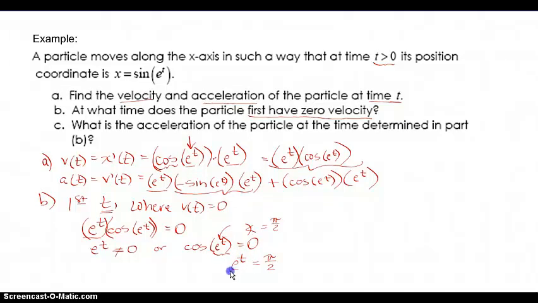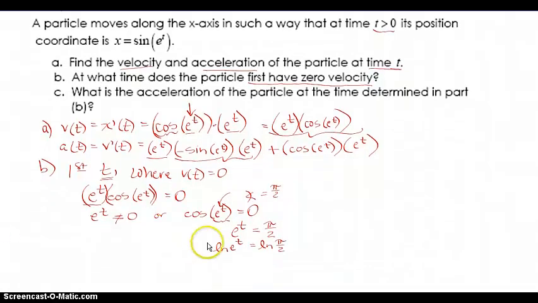Well, how do I undo e to the t? I have to introduce natural log to both sides. I have to bring in the inverse function. So here, t, because that's what this cleans up to on the left, equals the natural log of pi over 2. So there's the answer to part B.